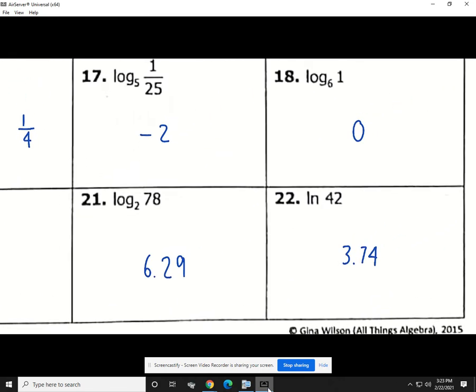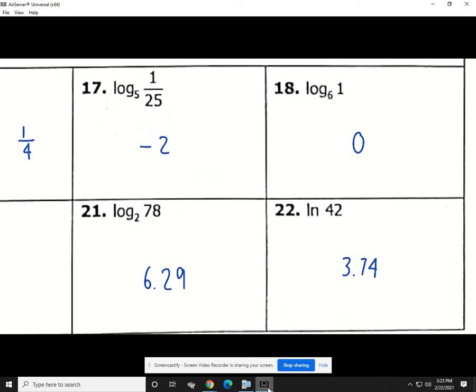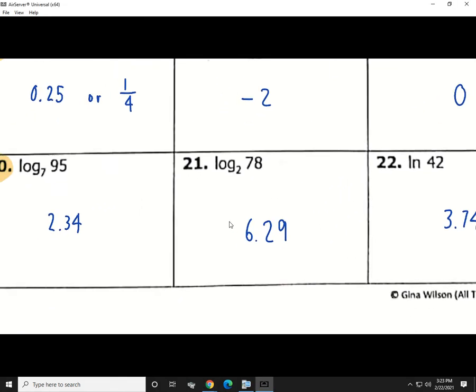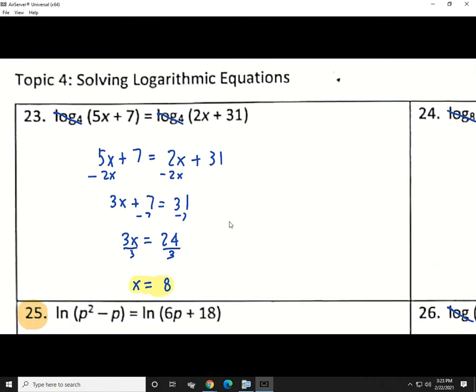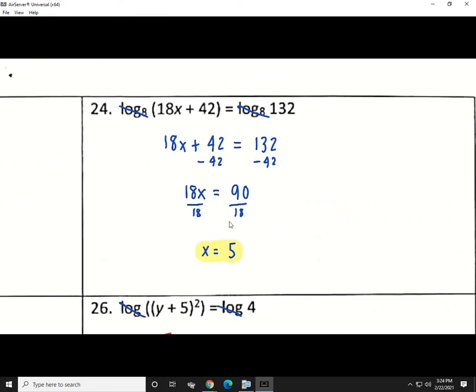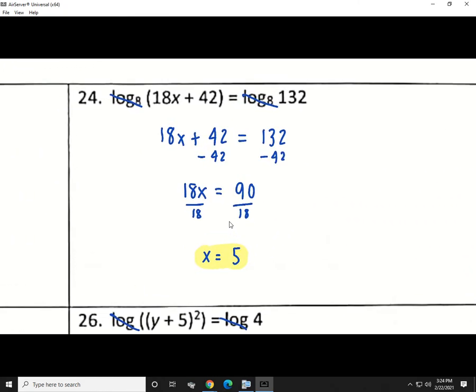All right, here are 17, 18, 21, and 22. I encourage you to type those in on your own. Remember number 22, you can use the button in your calculator that's just LN. But anyways, hopefully you guys can type those in without any problems on your own. 23, you don't have one that really looks like this on the test. Similar maybe, but not exactly. So I went ahead and solved that. If you need more time on it, please pause the video. Same for 24. Again, if you need more time, pause the video.